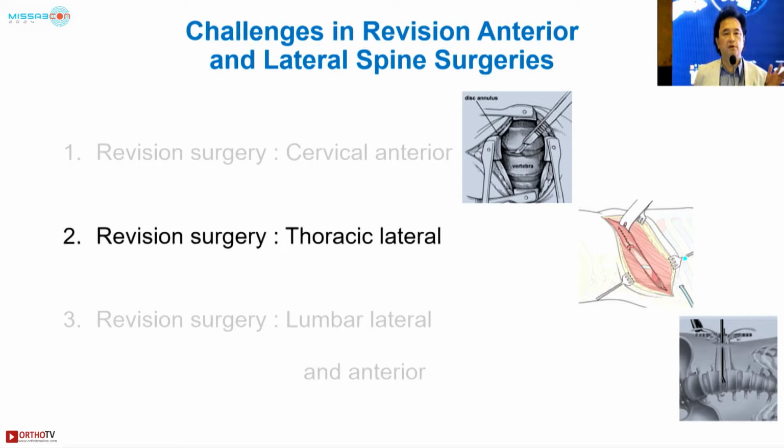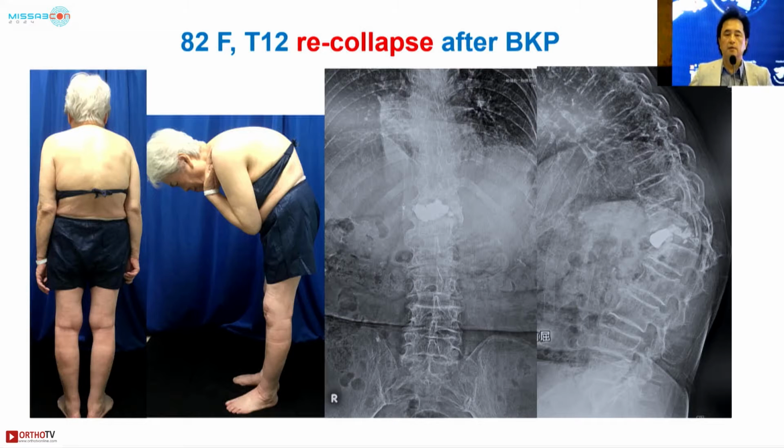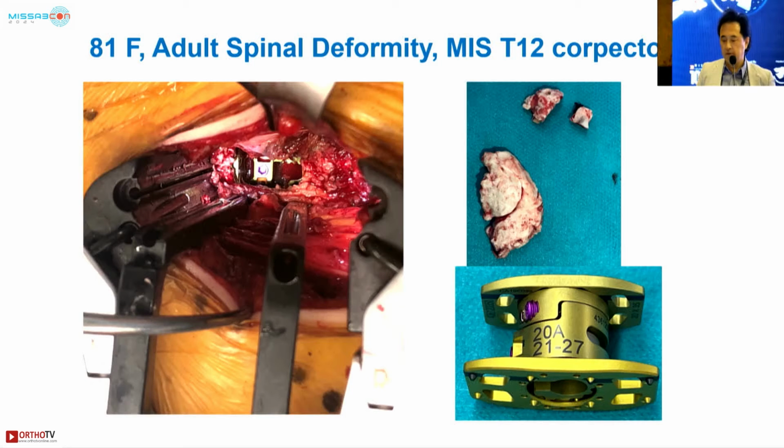Let's move on to a thoracic case. Maybe you have a lot of this kind of case. So this is, again, an 82-year-old female. At T2, we performed BKP, but the BKP collapsed like this. So in this situation, what should you do? Posterior again or anterior corpectomy? We choose MIS anterior corpectomy with expandable cage.